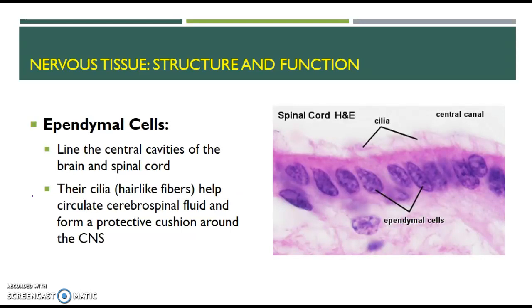Then we have ependymal cells. These are going to line the central cavities of your brain and spinal cord. So these are actually going to be lining the inside of them. And they have hair, and cilia is hair. So they have all these little structures sticking out of them, and what these do is they actually move like hair would. They move back and forth. And what this does is it helps to circulate cerebrospinal fluid, which is all the fluid inside your spinal and brain cavity. And it really forms kind of a protective layer around your brain and spinal cord.